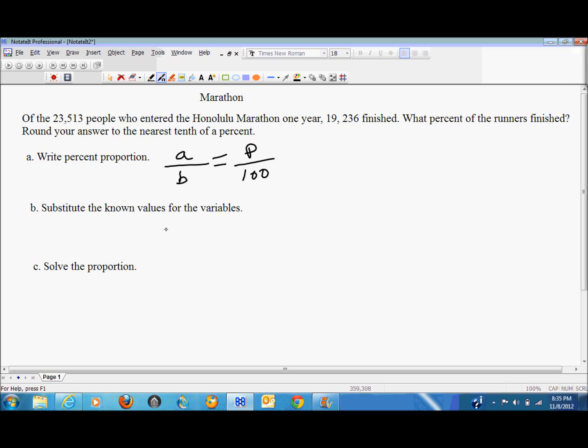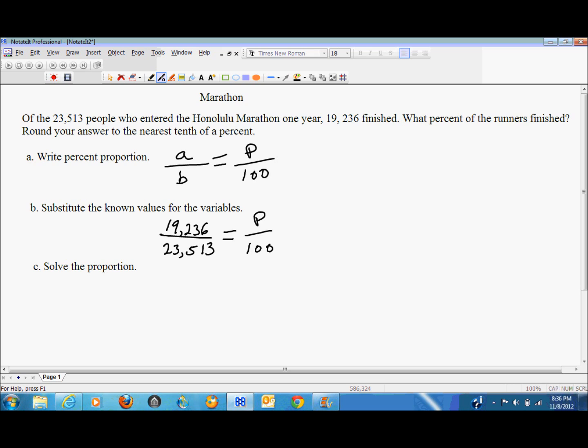So we know that there were a total of 23,513 runners. And we also know that 19,236 finished. But we don't know the percent, so this is our unknown, and then here again is our other base of the actual proportion. So they're asking us now, the last step says to solve it.